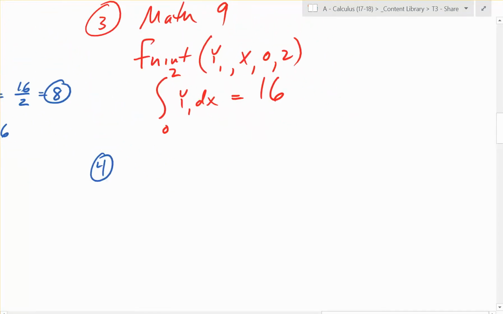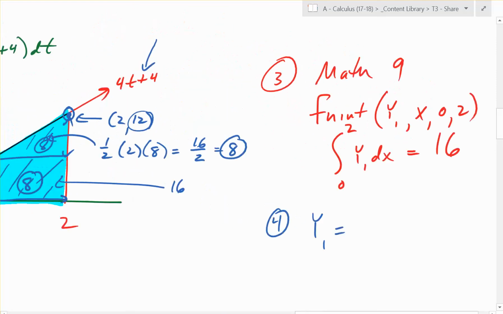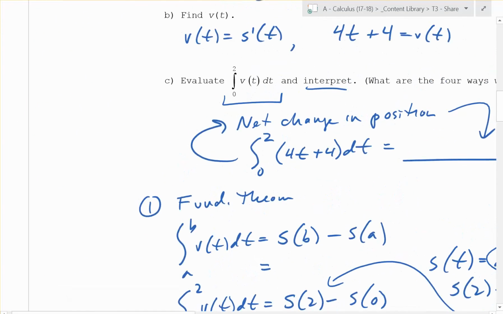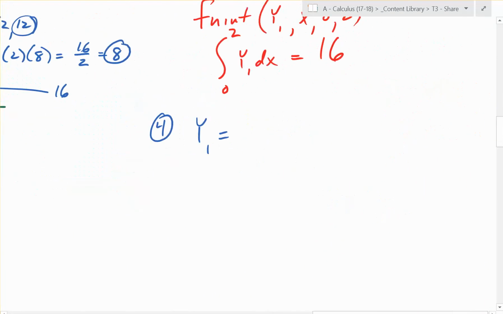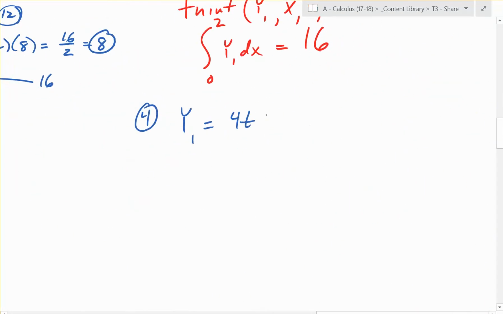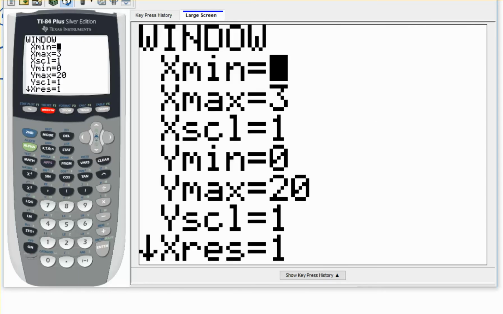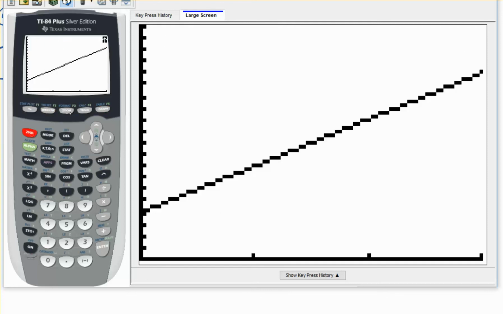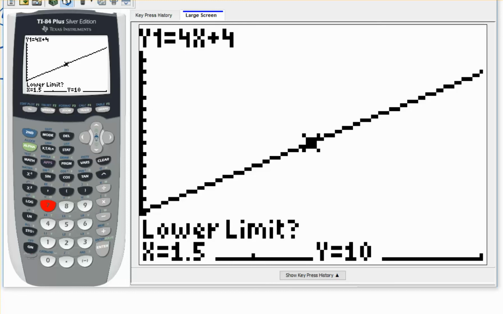Now another method, which is really fun, is to actually see what it looks like filled in on your calculator. As long as y1 is typed in your calculator as 4t plus 4, you can graph it on your calculator. It looks like this. I've set the window so it looks kind of nice. The window is set to be 0 to 3 and 0 to 20 for x and y. But you can do second calc and then hit 7 right here.